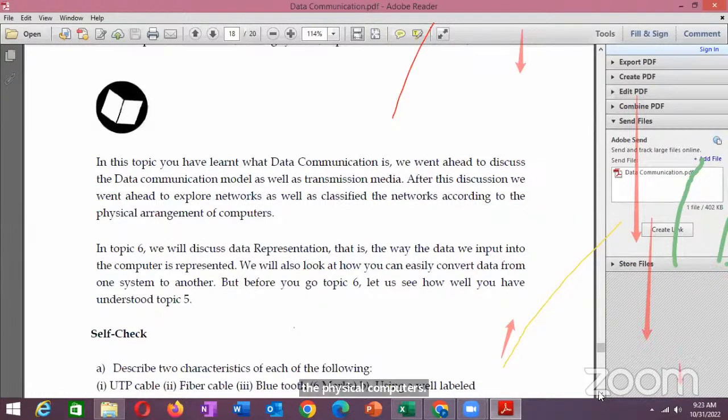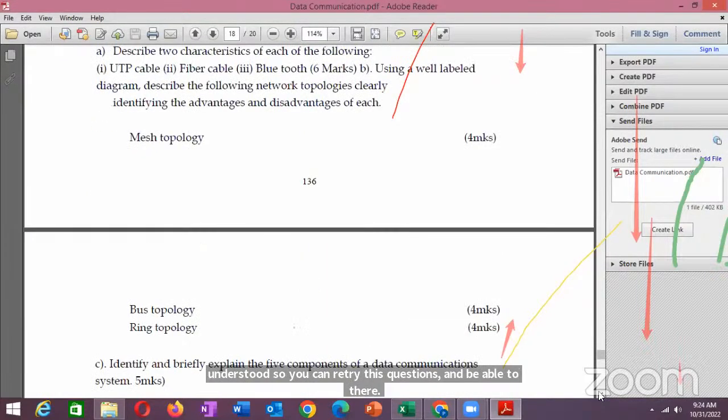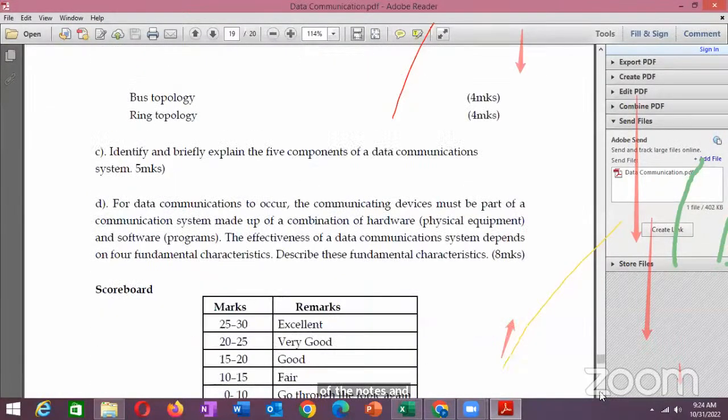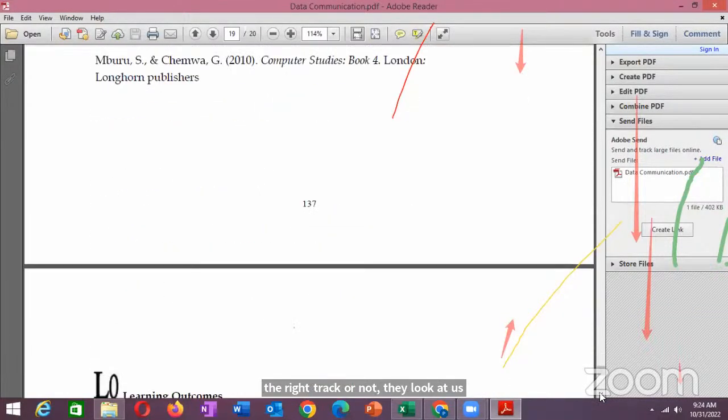Now in the next topic, which is topic six and our last topic, we will be going mathematical, where we will discuss data representation. This is the way the data we input into the computer is represented. We also look at how you can easily convert data from one system to another. But before you go to topic six, let us see how you have understood. Try these questions, which are part of the notes, and they can really help you to see if you're on the right track or not. So you look at those questions, and that marks the end of this topic.